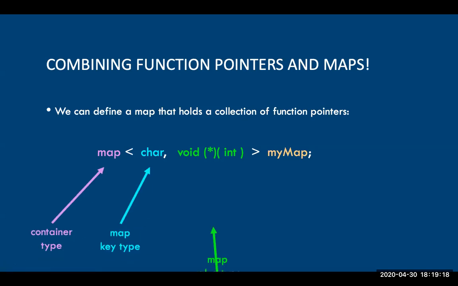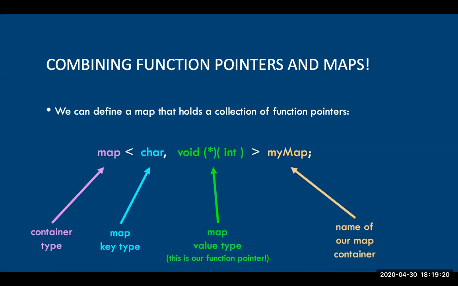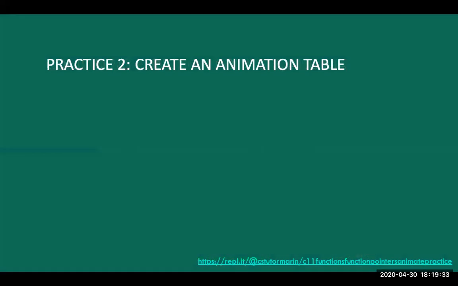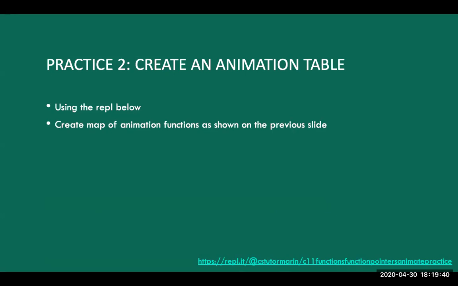So this is our container type, our value there, and the name of our container. All familiar stuff. The only new piece is this piece right here, that syntax for our function pointer. That's our value, okay? So this is what we're going to do in our exercise. We have an animation table, and this is not too far away from the real world, at least for 2D games anyway. So we're going to create a map of animation function pointers. It's just like we saw on the previous slide, and I'll unwind so you can see that for reference.